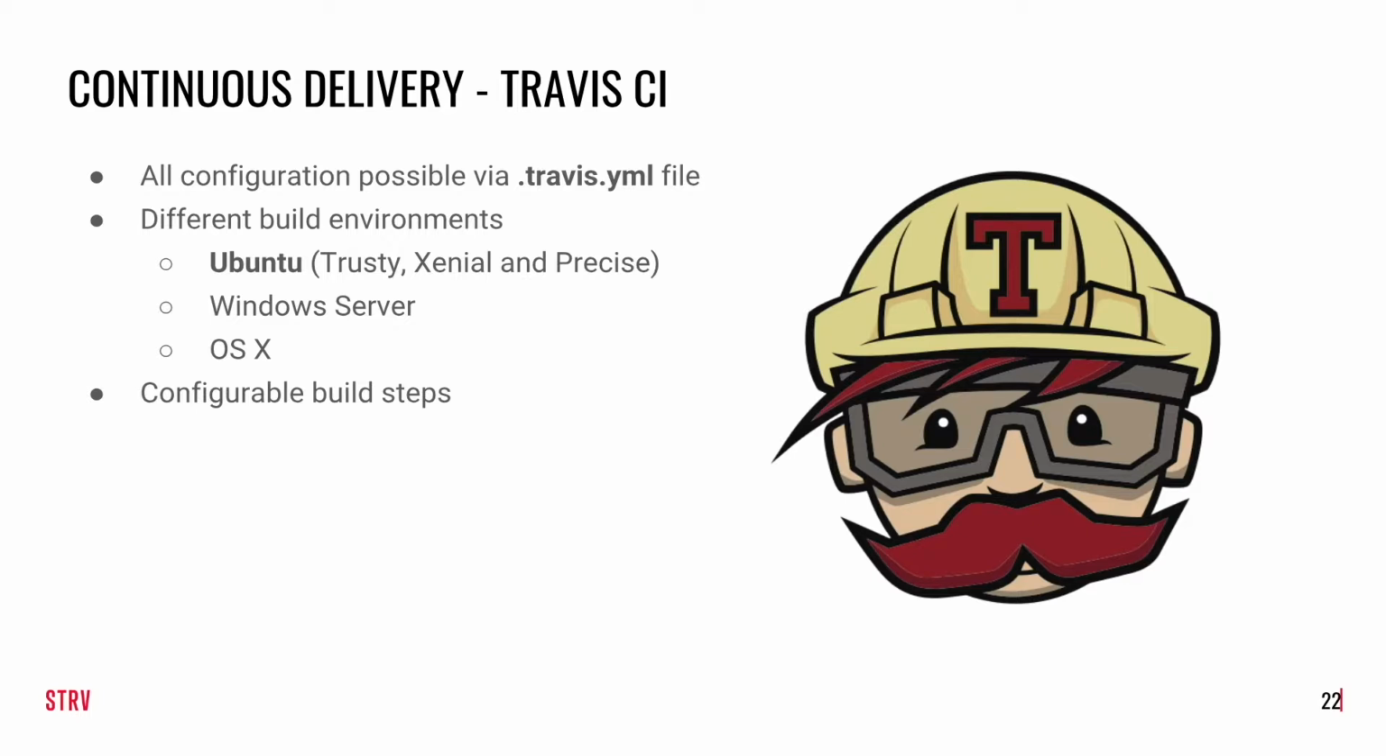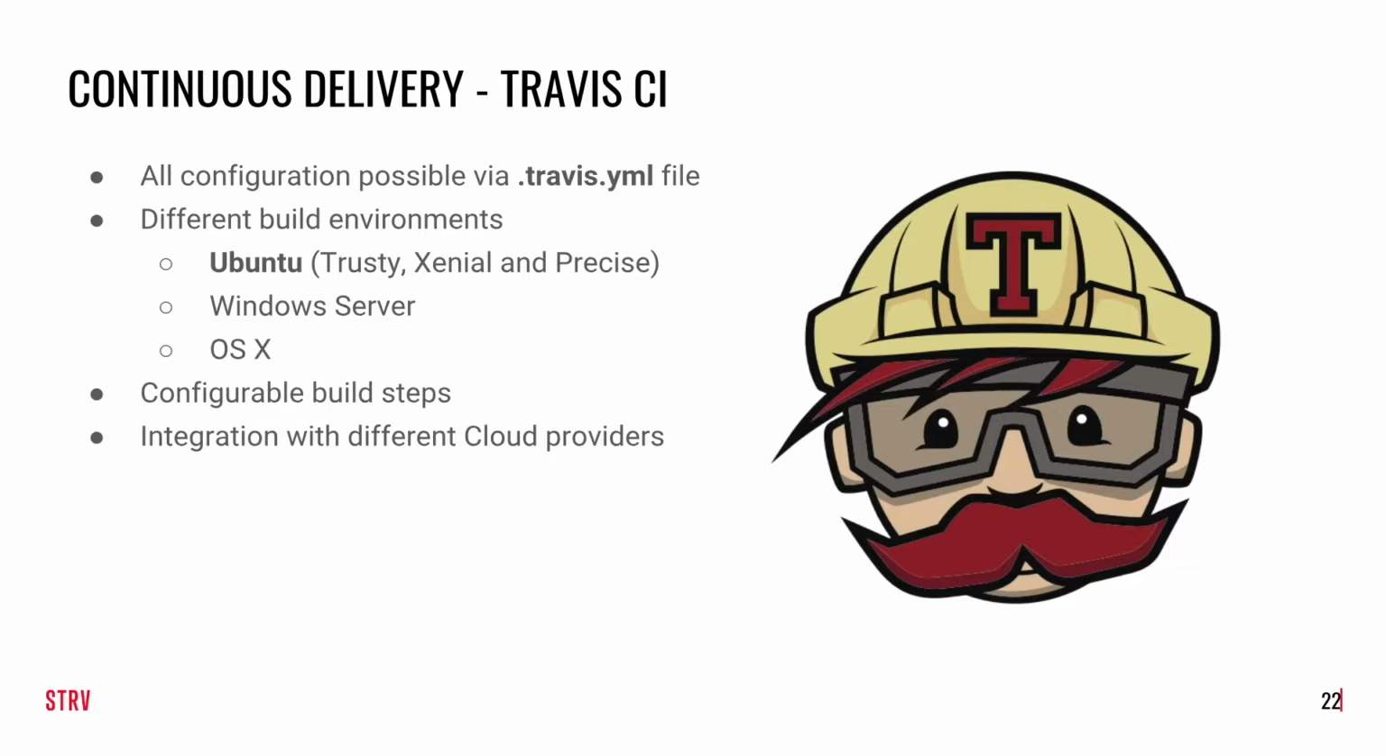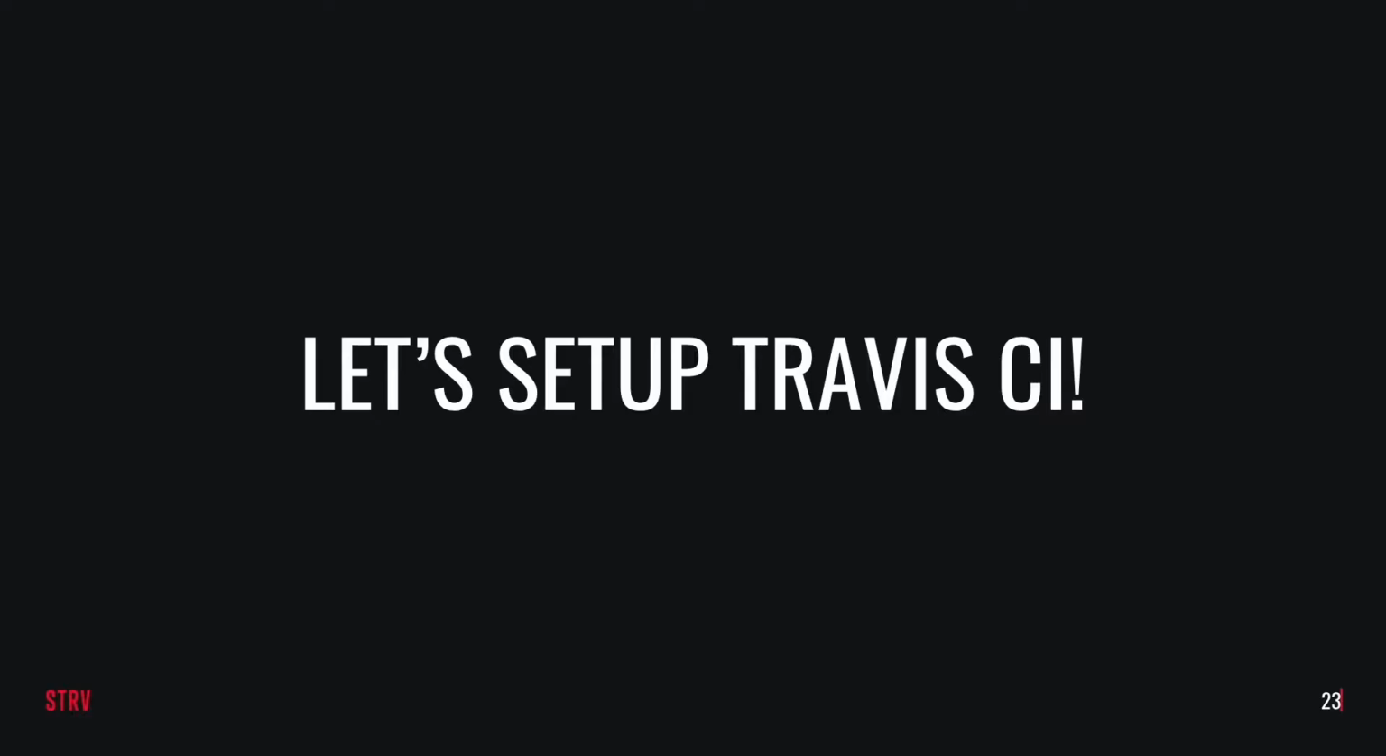Usually you can use this step to upload the code coverage to a service, for continuous checking that, oh, I'm improving my code coverage or I'm degrading it. And after that, you have the deploy step, which is where you specify the deployment. And yeah, it integrates very well with different cloud providers. Of course, Heroku is one of them. I will show you. So yeah, let's set up Travis CI.